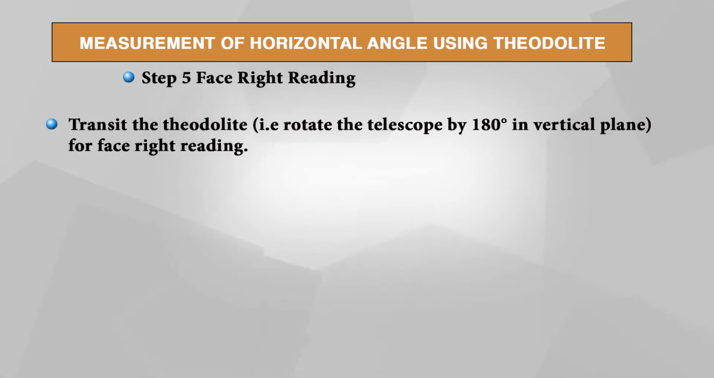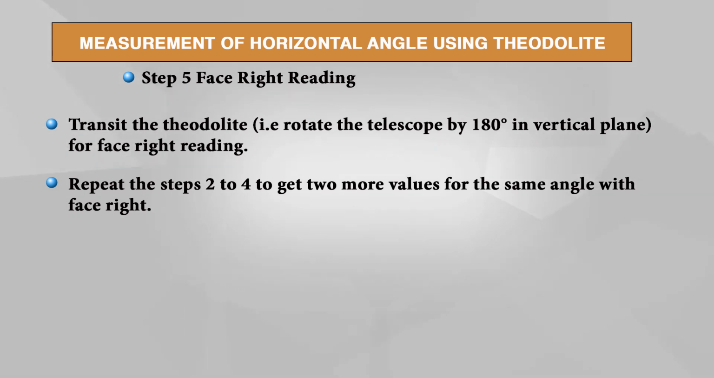Now, what will we do? We will transit the theodolite. Transit means to rotate the telescope by 180 degrees in the vertical plane about the trunnion axis or the horizontal axis, so that the vertical circle is to the right of the telescope. This position is called the face right position, and repeat steps 2 to 5 to get more values of the angle.